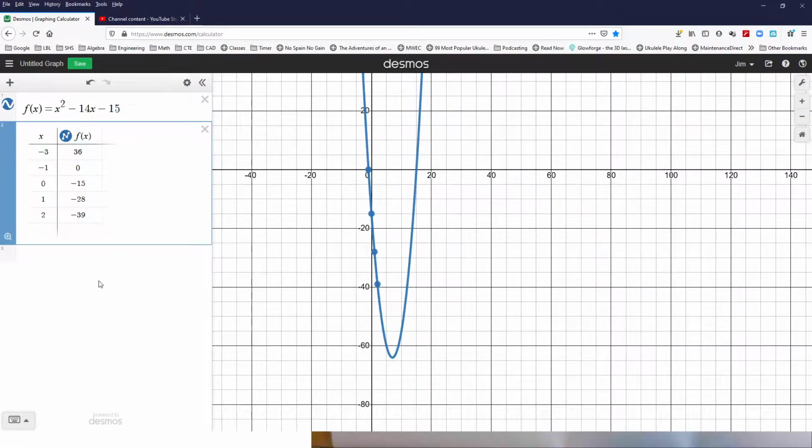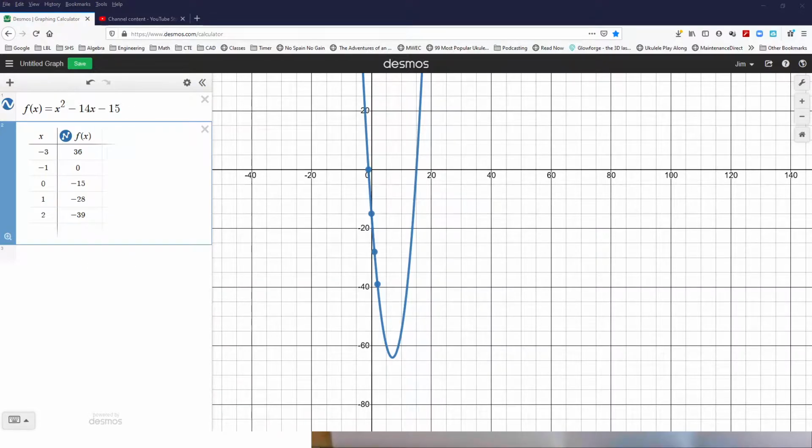Okay, so either way is fine to do it. This was a nice one just because it's easy to factor, and those numbers came out nice and easy. Some of them don't always do that, and so it's good to know how to do it manually, right, without the graphing calculator. But it's also handy to have that graphing calculator to check and make sure that everything's right.